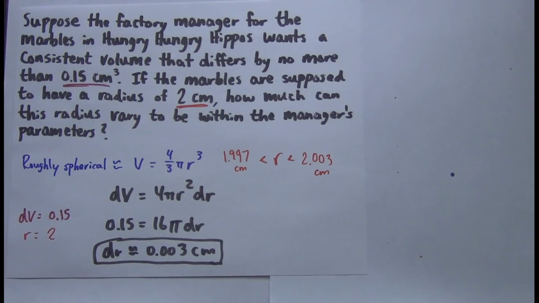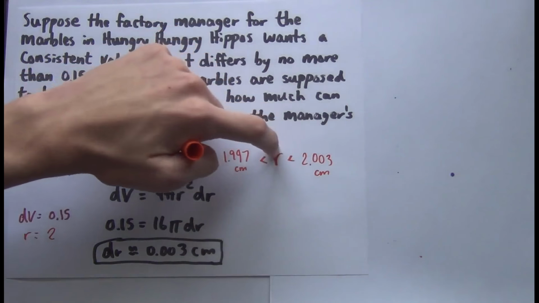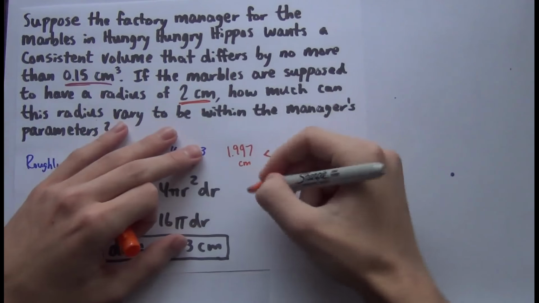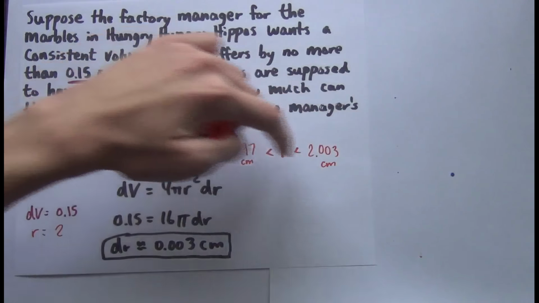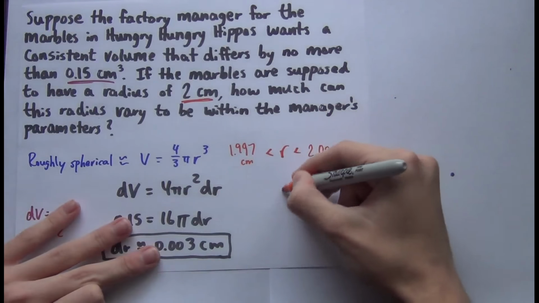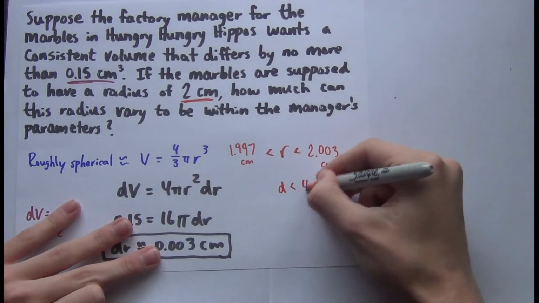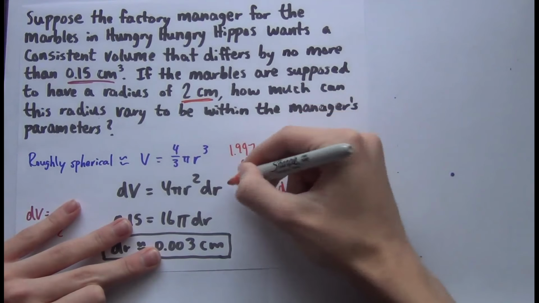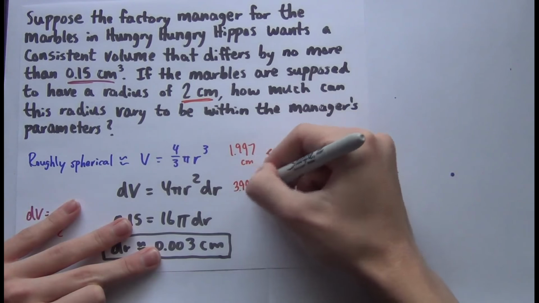But even more applicable than that, if that's what my radius is, then I can find out what my diameter can vary by. Right? Why would I need that? I'll tell you in just a second. So my diameter supposedly could vary by 2 times this. Right? Because the diameter is twice the radius. So I know that the diameter is going to be 4.006 as a maximum and 3.994 as a minimum.